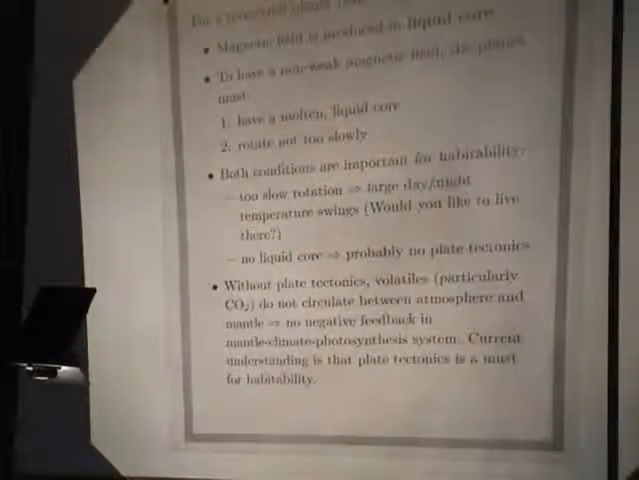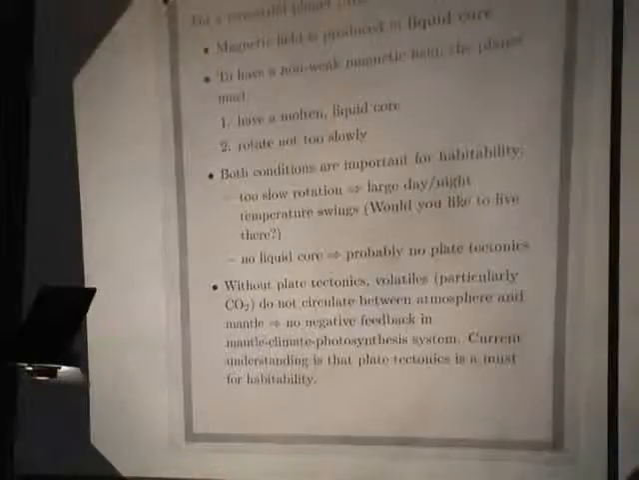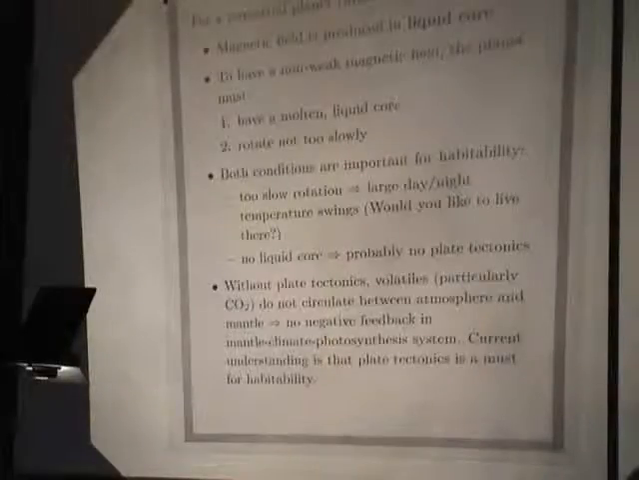And both these conditions have some relevance for habitability, because if the planet rotates too slowly, then it has too large a day-night asymmetry. It's a bit of an inconvenient habitat. And if it doesn't have a liquid core, it most probably doesn't have plate tectonics. I say most probably because maybe there is some slight chance that you might have a solid core but still enough heat flux that the mantle would slowly convect. But I think most people would say that you must have a liquid core in order to have plate tectonics.